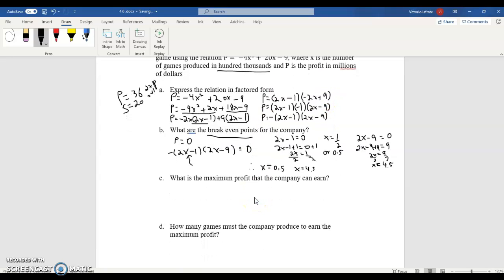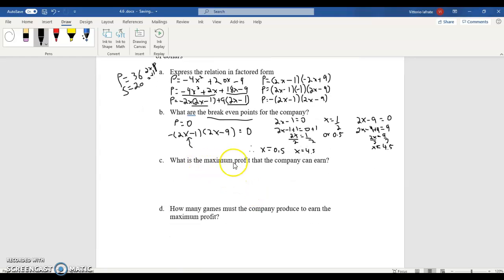So for questions C and D, what is the maximum profit that the company can earn? And I want you to get that we're dealing with parabolas here. I need you to understand where we're coming from. We have a parabola that opens from the bottom, right, we can tell that because we have that negative there. And so we're asking you, what is this peak here? And you need to know the parts of a parabola to get that. We're really asking you for the vertex.